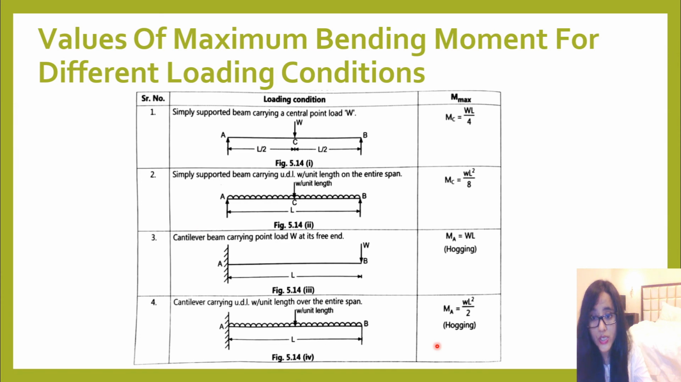If you want to cross check it, you can do it just as we found bending moment in unit number 4. Okay, so you can cross check it. Otherwise, you can directly remember these values. Okay, so I hope this is clear.